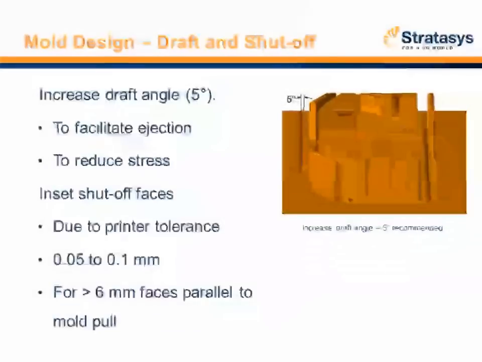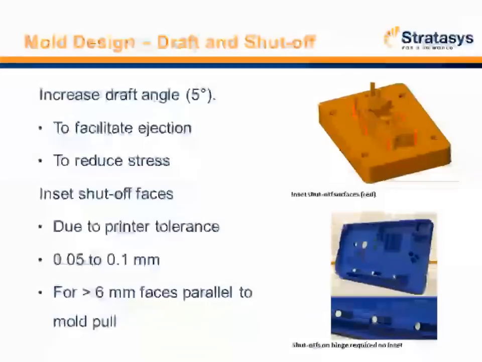In terms of the draft angle and shutoffs, to facilitate the ejection of the part from the mold, we would recommend increasing the draft angle when possible, up to a maximum of 5 degrees. And inset the shutoff faces due to the printer tolerance, which is 0.1 millimeter or a little bit better than that with small parts, to make sure that you have a good fit in the shutoff faces. So inset the shutoff faces about 0.05 to 0.1 millimeter before you print the mold. Here you can see some pictures of where exactly I mean to inset the shutoff faces.